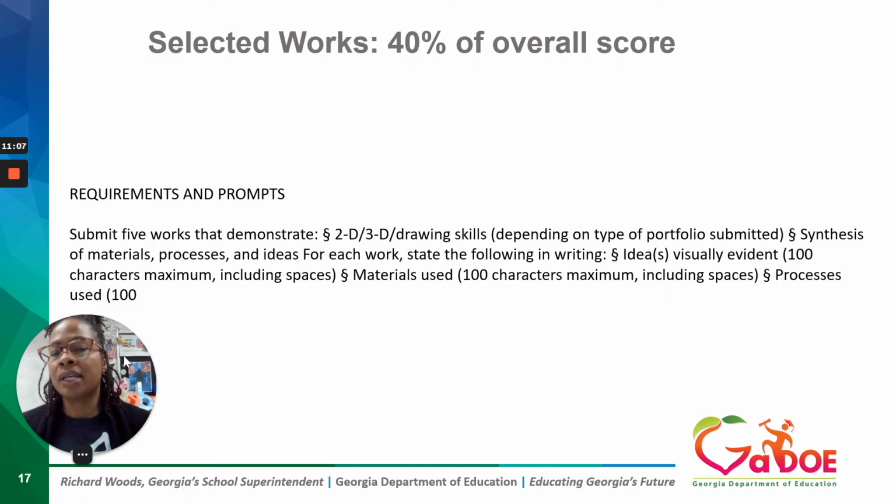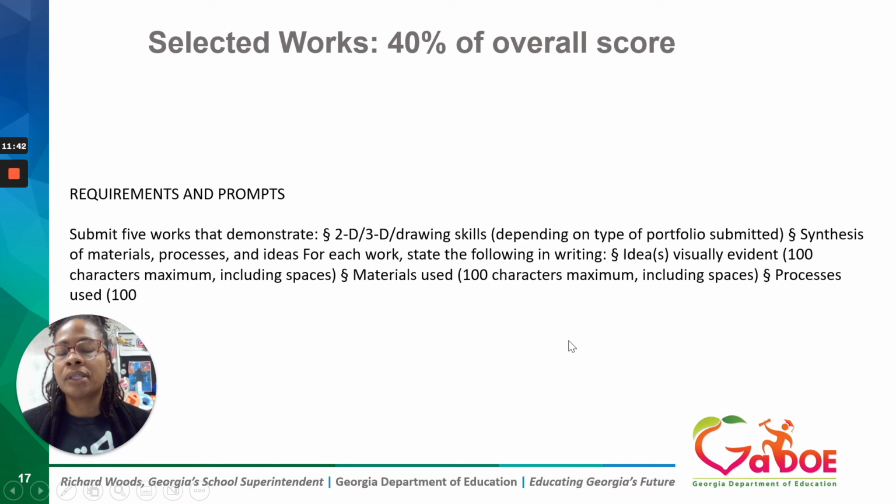The selected works is 40% of the overall score. So the student submits 5 images that best demonstrate their 2D, 3D, or drawing skills, depending on what portfolio they're submitting. And again, they can use those 100 characters to talk specifically about their process, ideas, and materials. And this is another opportunity where they definitely want to make sure that they are being clear on the whys and the hows in their ideas. They only get 100 characters to do so, so want to make sure that they're specific in what they're doing.